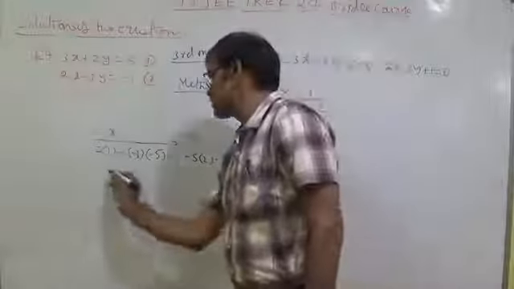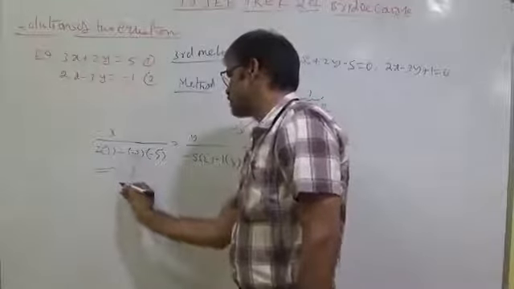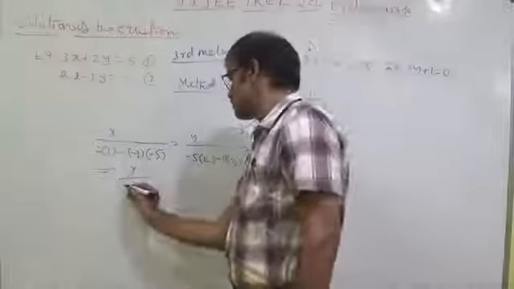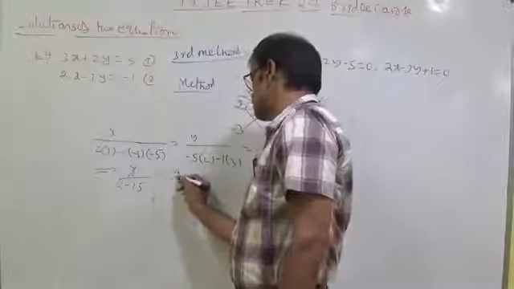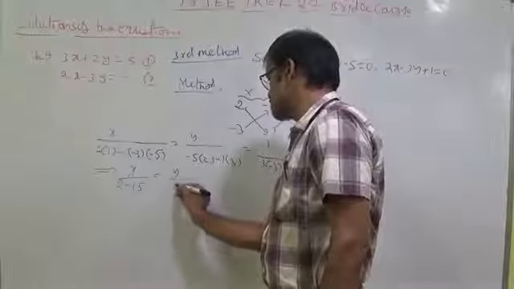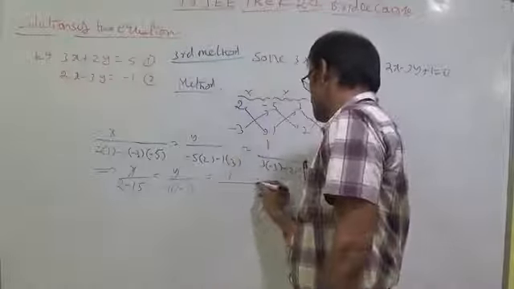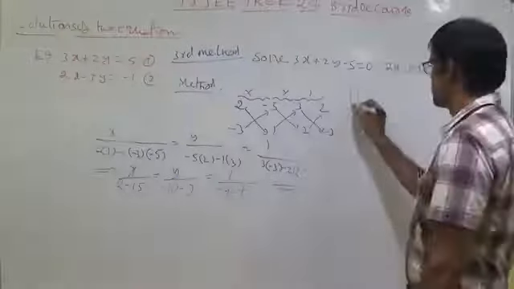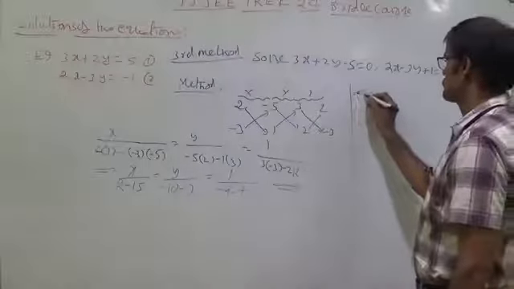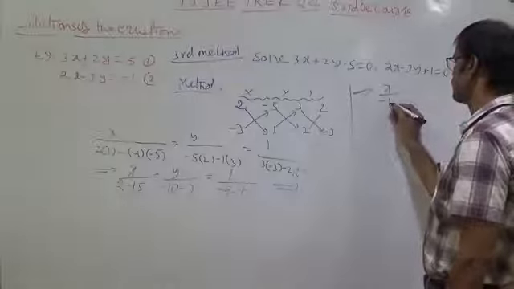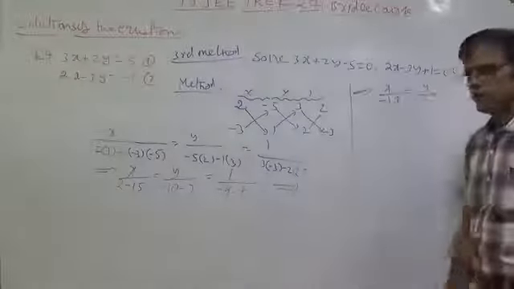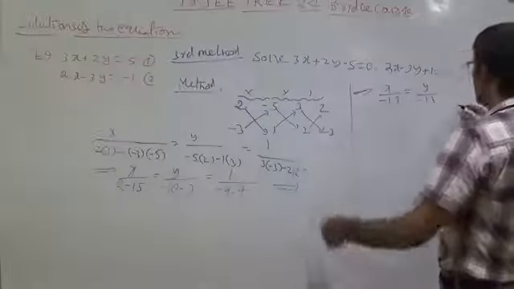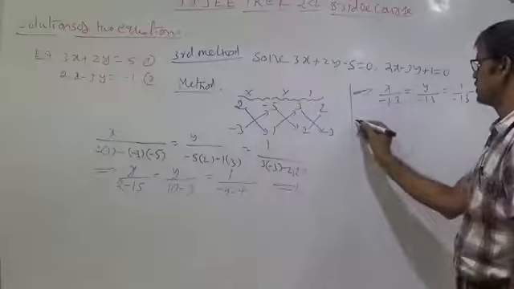That implies, next step, x by 2 ones are 2. Here minus into minus becomes minus 15 is equal to y by, here minus 10 minus 3, it is equal to 1 by minus 9 minus 4. That implies x by 2 minus 15 becomes minus 13, y by minus 10 minus 3 becomes minus 13, 1 by minus 9 minus 4 becomes minus 13.